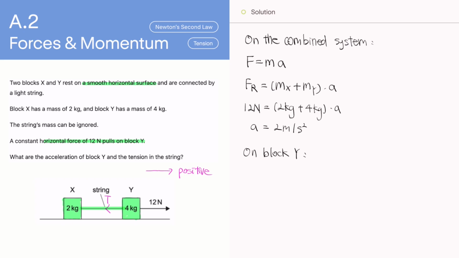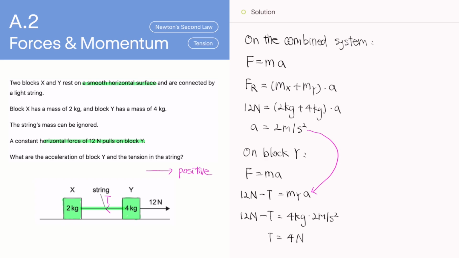Then for block y, same thing here, put down F equals ma first. In this case, the resultant force on block y is 12 Newton minus tension, which equals the mass of y times its acceleration. And plugging in numbers, we get tension equals 4 Newtons.